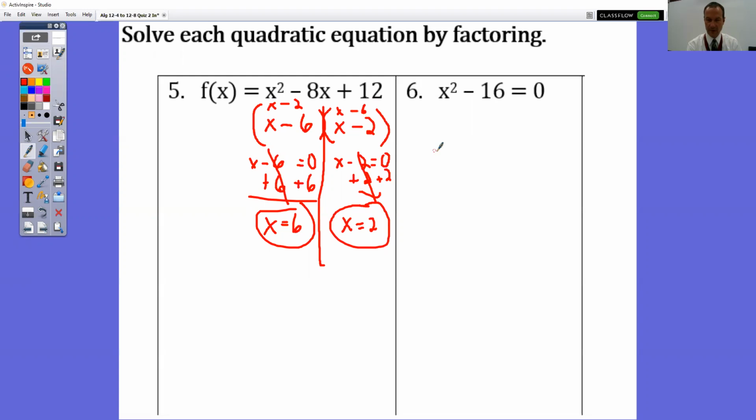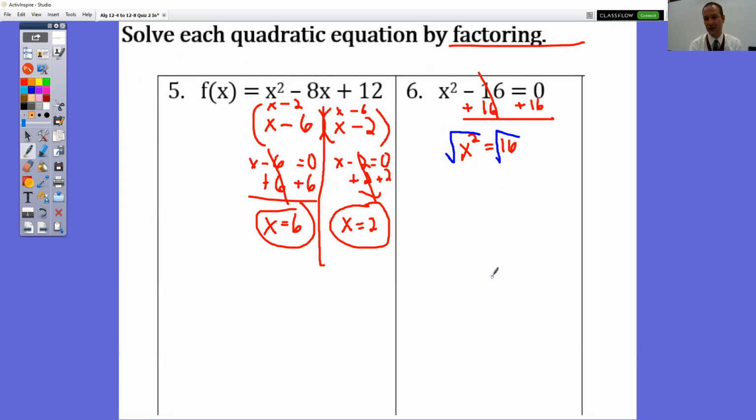When you take a look at question number 6, the first thing that you want to do is get rid of this minus 16. We want to get that 16 over to the other side. So plus 16 and plus 16. So now we have x squared equals 16. Remember, when we're solving the quadratic by factoring, what we want to do is we want to solve for x. So now that you have x squared equals a number, remember the opposite of squaring a number is to take the square root of a number.